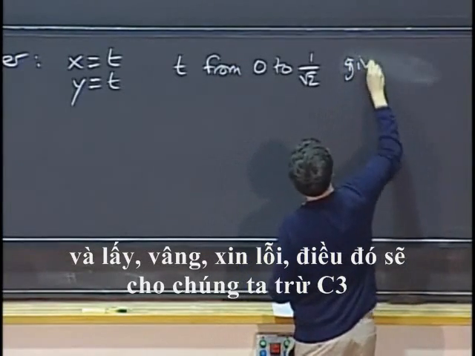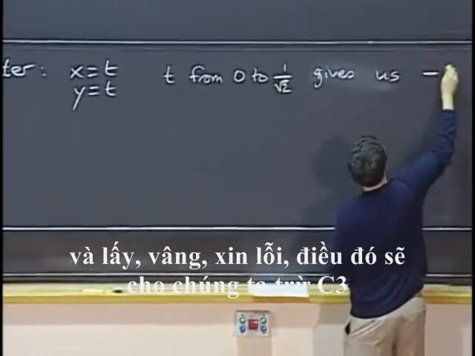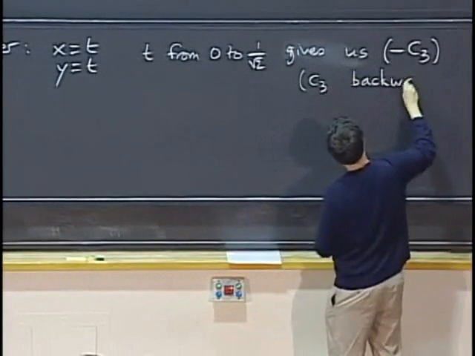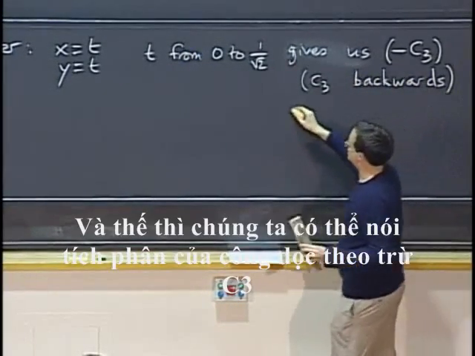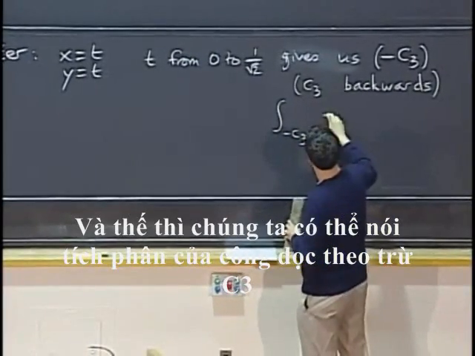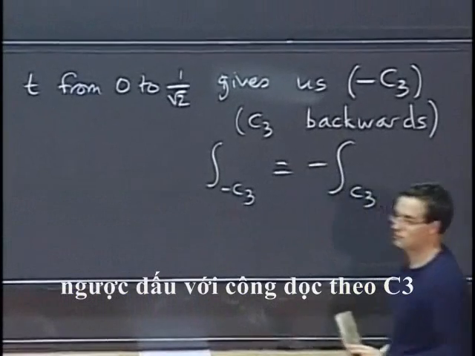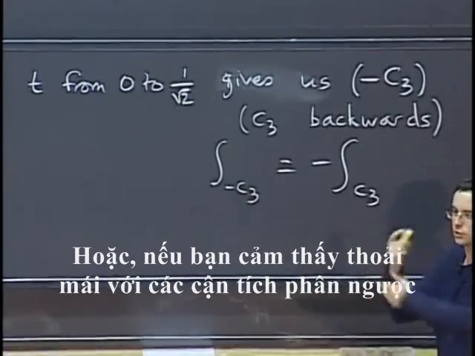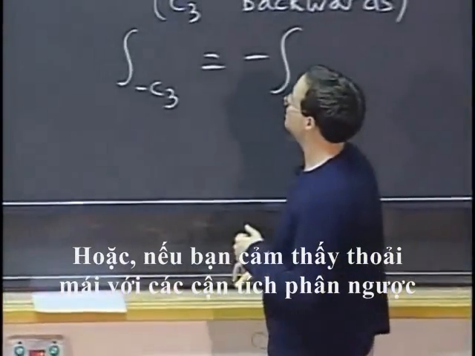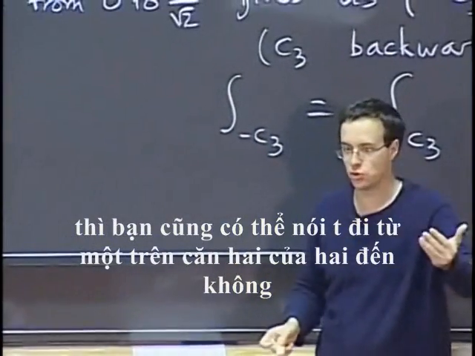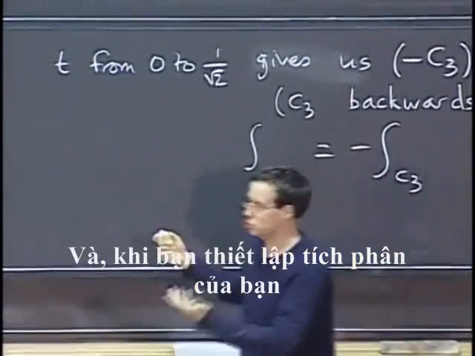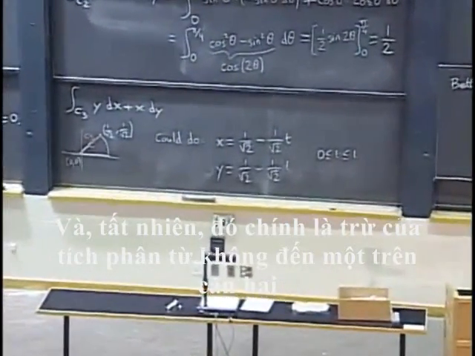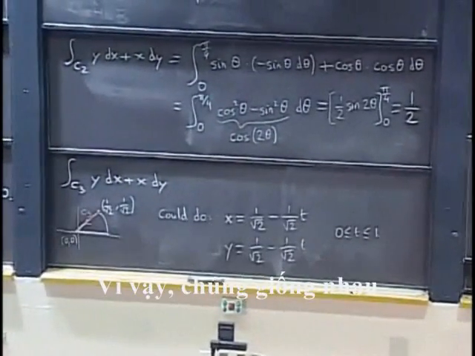That gives us what I will call minus C3, which means C3 backwards. And then the integral for work along minus C3 is the opposite of the work along C3. Or, if you're comfortable with integration where variables go down, then you could also say that t just goes from 1 over square root of 2 down to 0. When you set up your integral, it will go from 1 over root 2 to 0, and of course, that will be the negative of the one from 0 to 1 over root 2. So it's the same thing.